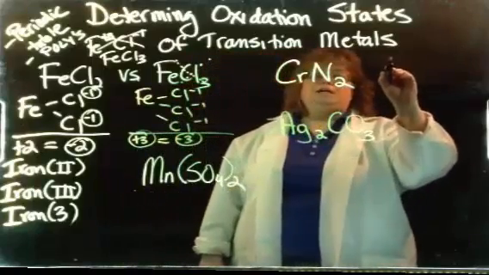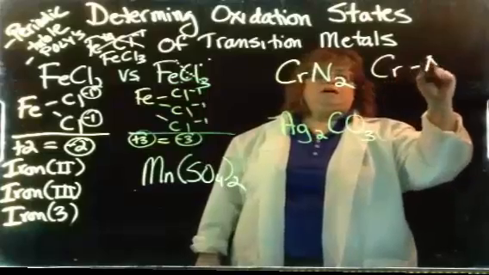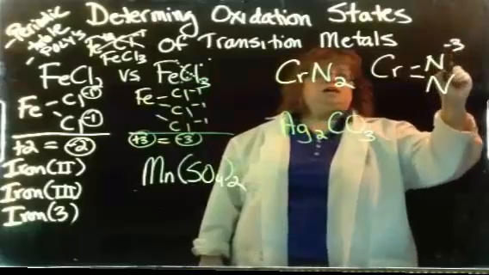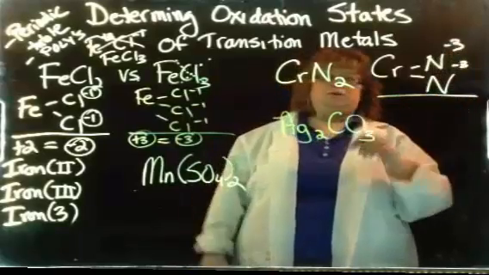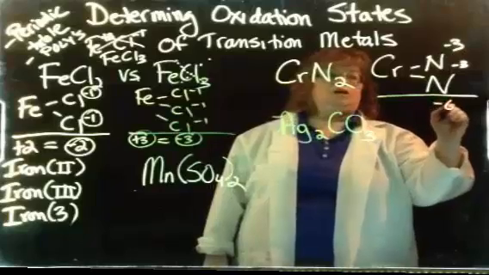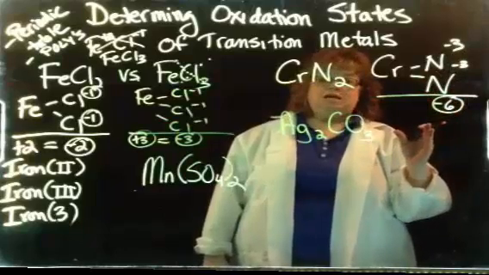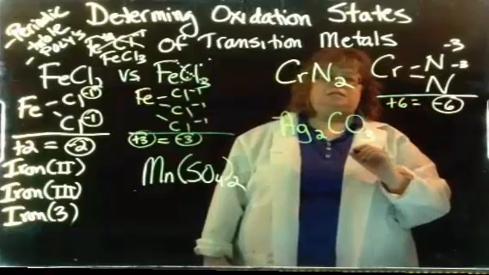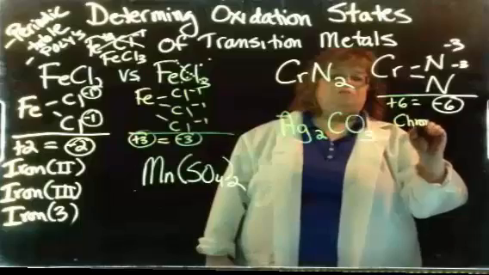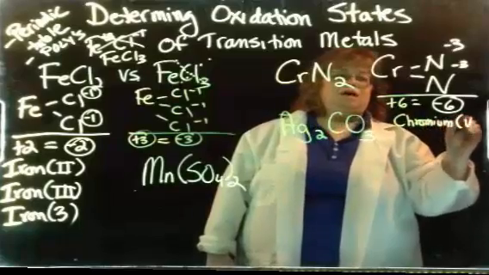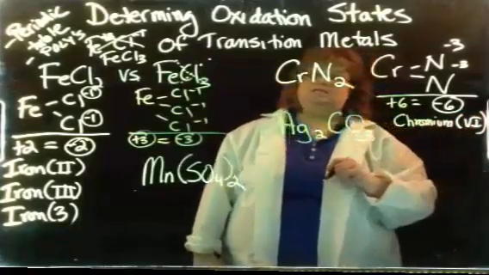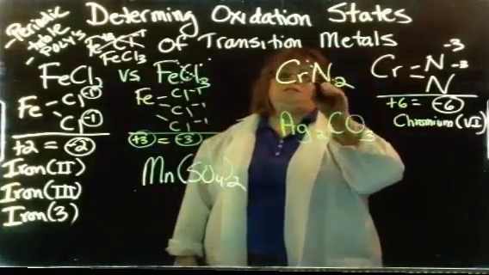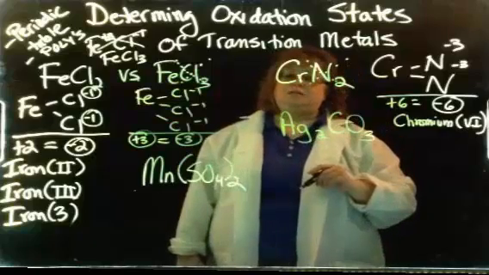If I do my example, chromium, and I attach it to 2 nitrogens, and each nitrogen has a -3 charge, using my periodic table, I have a total of a -6 charge in this compound. That means chromium has to be a +6. So when naming this, I would write chromium, and I'm saying that its charge was a 6, a VI. But look what would have happened if I had just uncrossed that. I would have thought that it was a +2.